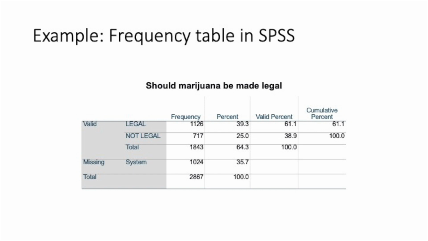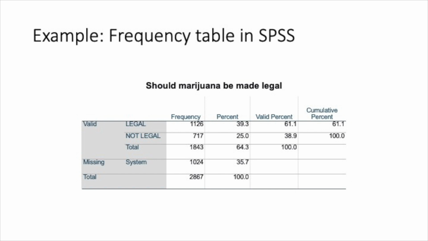Here's an example of a frequency table in SPSS. This is the actual output you would see if you ran a frequency table in SPSS. This is using one of the dependent variables that some of you are working with for your in-class assignments in the coming weeks: should marijuana be made legal? This is coming from the General Social Survey. So when you run a frequency table in SPSS, this is what you see.